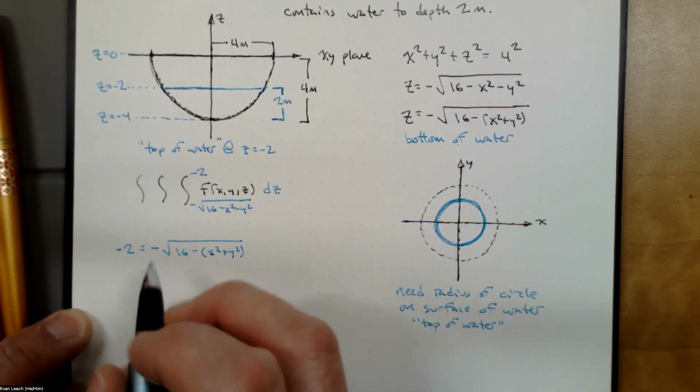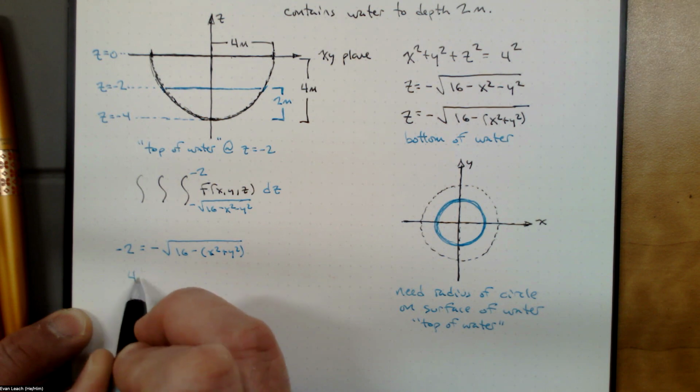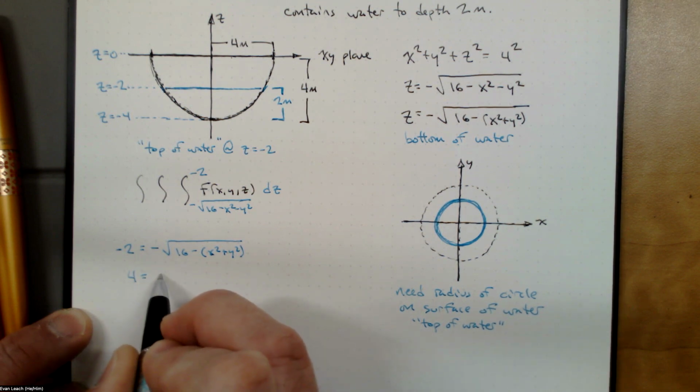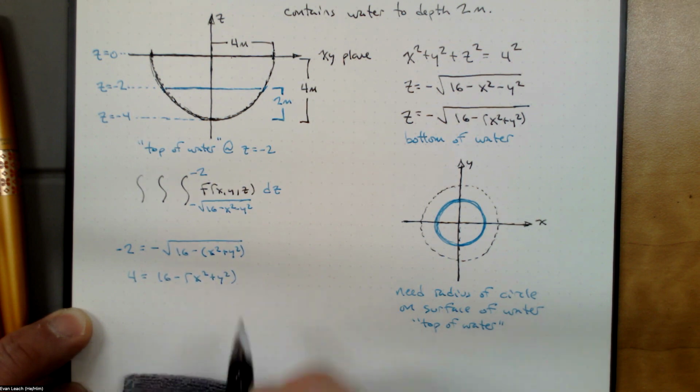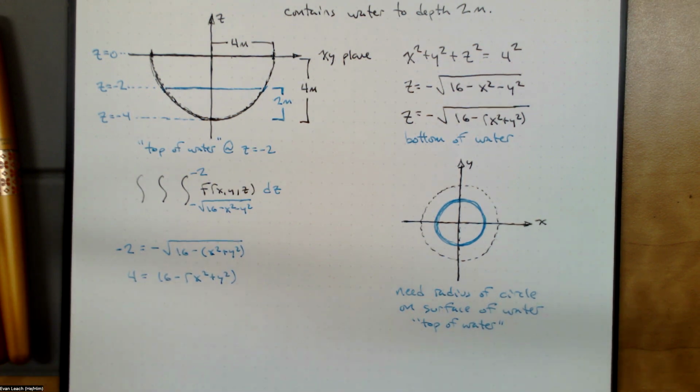So change the sign and square both sides. And so 4 is equal to 16 minus x squared minus y squared. And so x squared plus y squared is equal to 12.